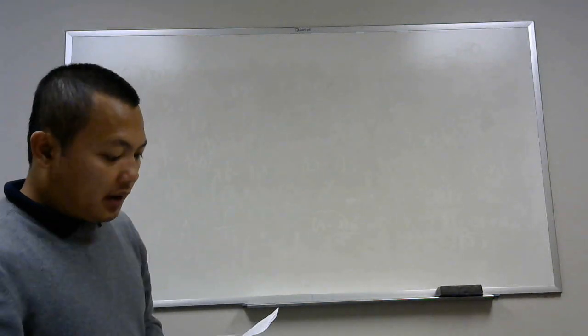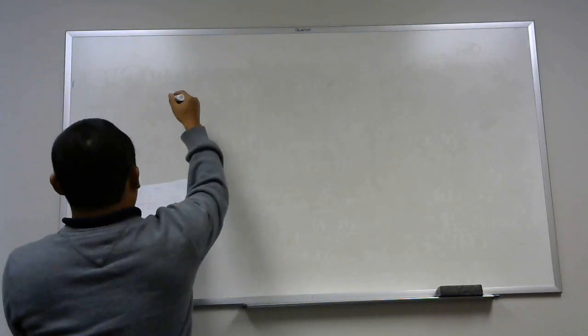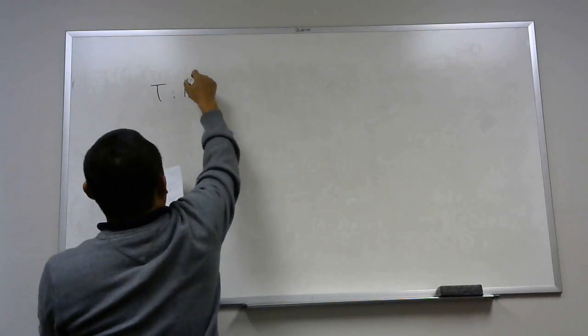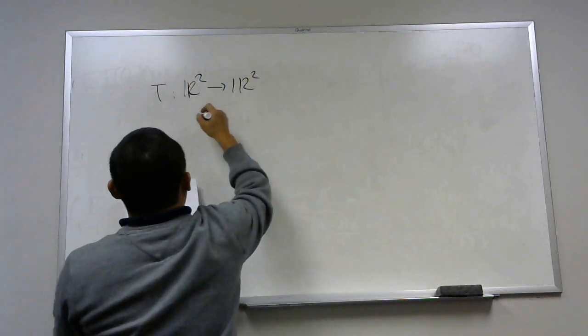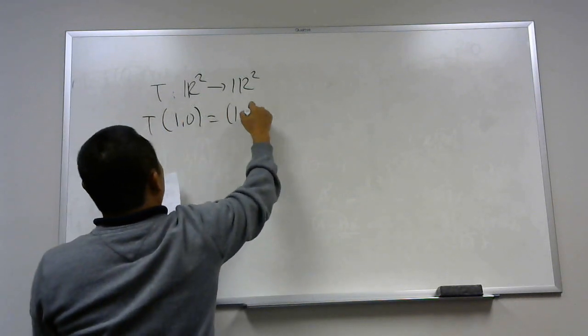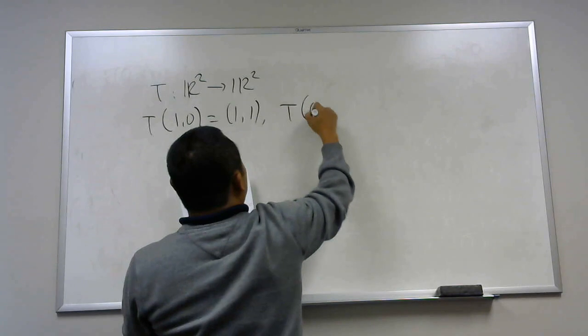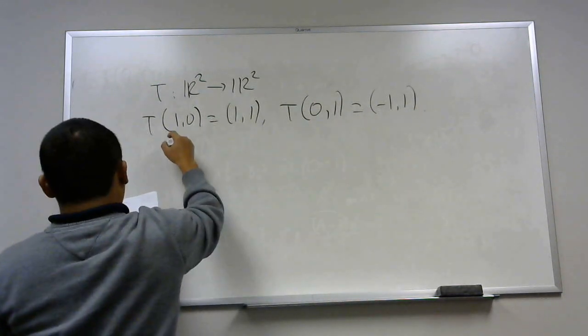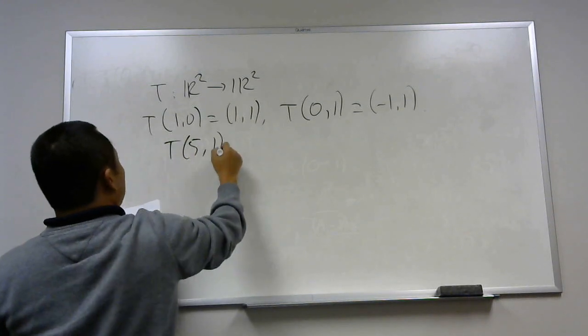The first problem in the practice test is they give you a linear transformation T from R2 to R2 such that T of (1, 0) is (1, 1), T of (0, 1) is (-1, 1), and they ask you to find T of (5, 1).